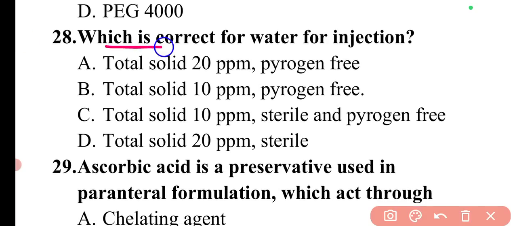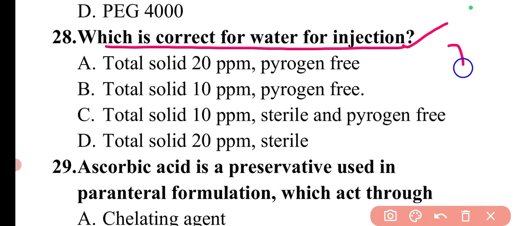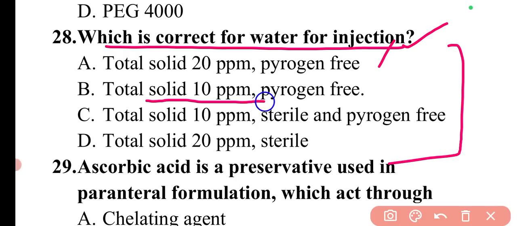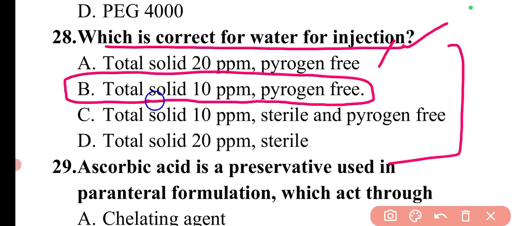Next question is, which is correct for water for injection? So we need to find out the correct statement regarding the water for injection. In water for injection, there are several limitations, like it should be pyrogen free and the solid content should be 10 parts per million. So here option B will be the correct answer.